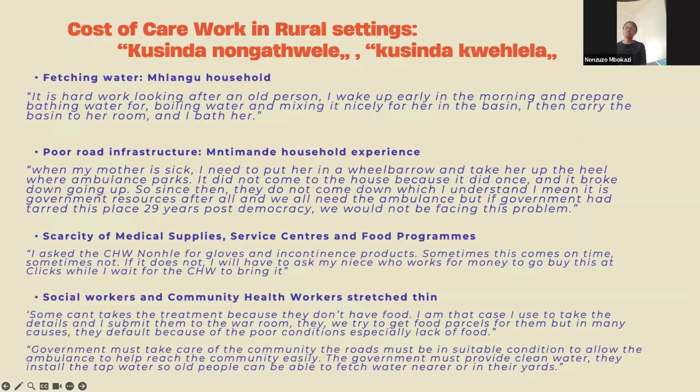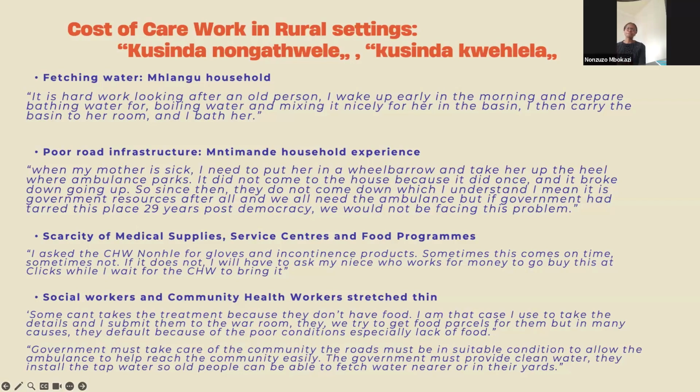And just to speak to some of the findings. The words that were coming up from the interviews, although our interviews are translated into English, the words that were said by the participants speaking about the strife that they face were kusinda kwehlela, kusinda nonga twele. It was important for me to bring forward these words. This speaks to the weight that I mentioned at the beginning of the presentation that people in the rural setting carry in providing care.